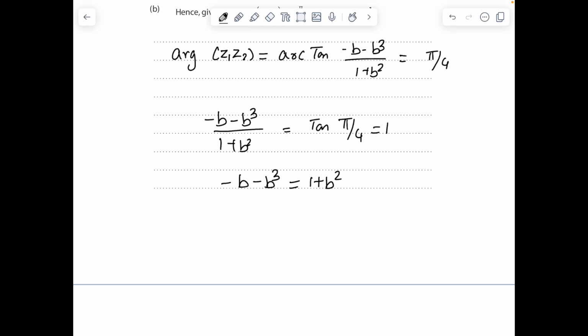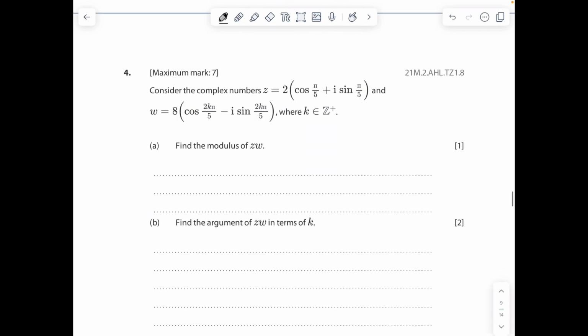So from there, I will be getting b cube plus b square plus b minus 1 equals 0. So what is going to satisfy it? B equals negative 1 will satisfy. For this one, you can use the calculator and get the value of b as negative 1.